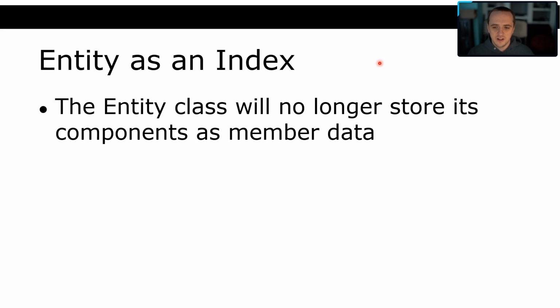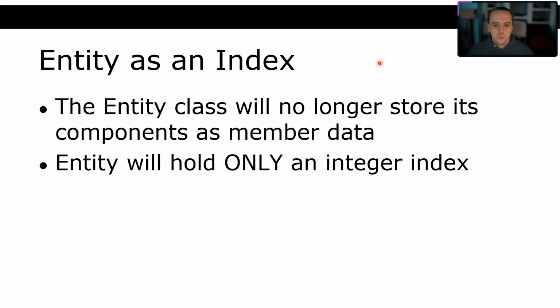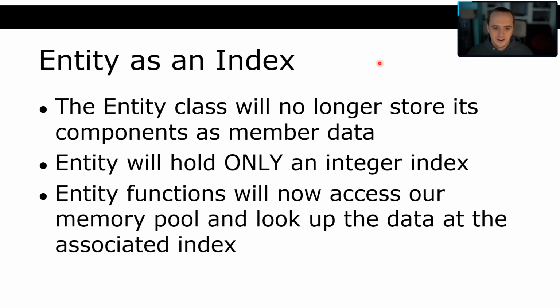So the entity class will no longer actually store components as member data. We're throwing all that out. The entity will only hold an integer index. That's it. And that integer index is going to tell it where its associated data lives in the memory pool. So entity functions will now access our memory pool and look up the data in the associated index.